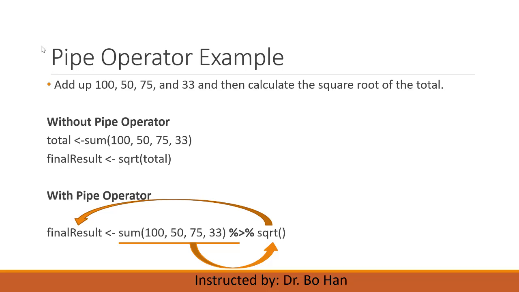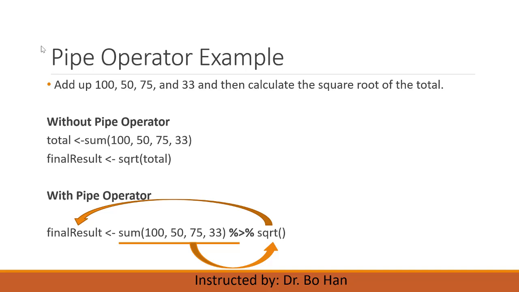The logic flow is, first, I need to use the sum function to get the total of the four numbers, and then the pipe operator will immediately give the result from the sum function to the square root function. The square root will calculate the final value and then return it to the variable we created. The variable we created is final result.